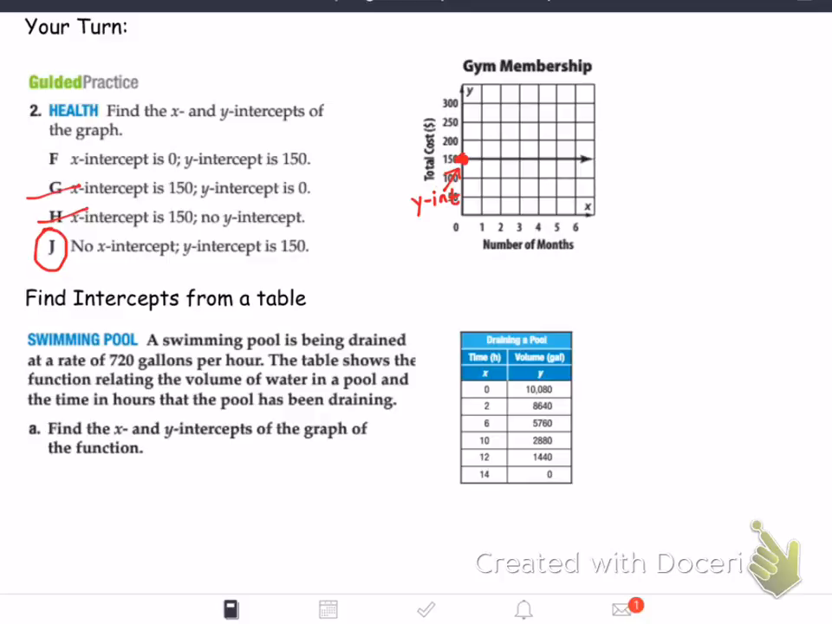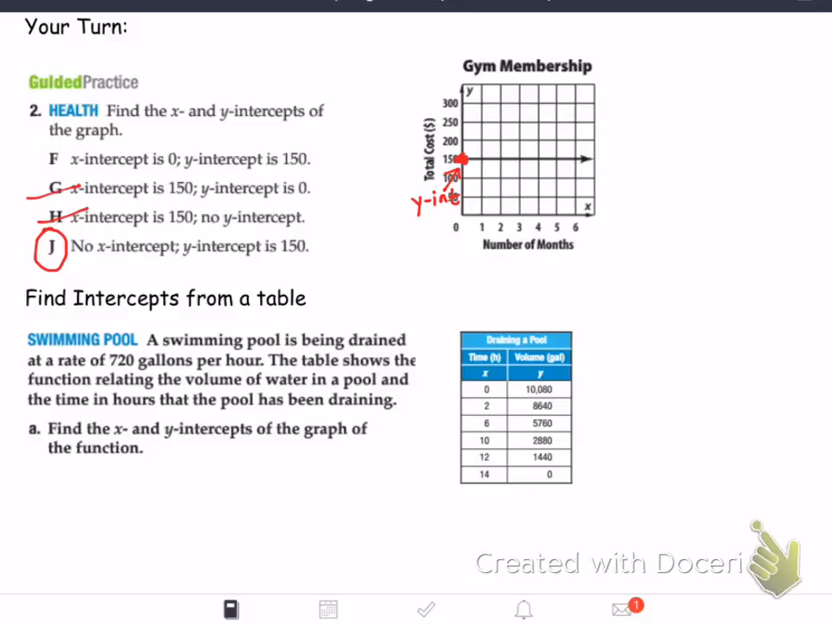And now we're going to look at intercepts from a table. Okay? So if you look at this table here on the right, it says the swimming pool is being drained at a rate of 720 gallons per hour. The table shows the function relating the volume of water in a pool and the time in hours that the pool has been draining. And so if you look, at time 0, we start off with 10,080 gallons. And then in 2 hours, we went down a little bit, so 8,640, and then in 6 hours, and so on and so forth. Find the x and y intercepts of the graph. I want you to pause the video and circle the pair that shows you your x and y intercepts and then label them.